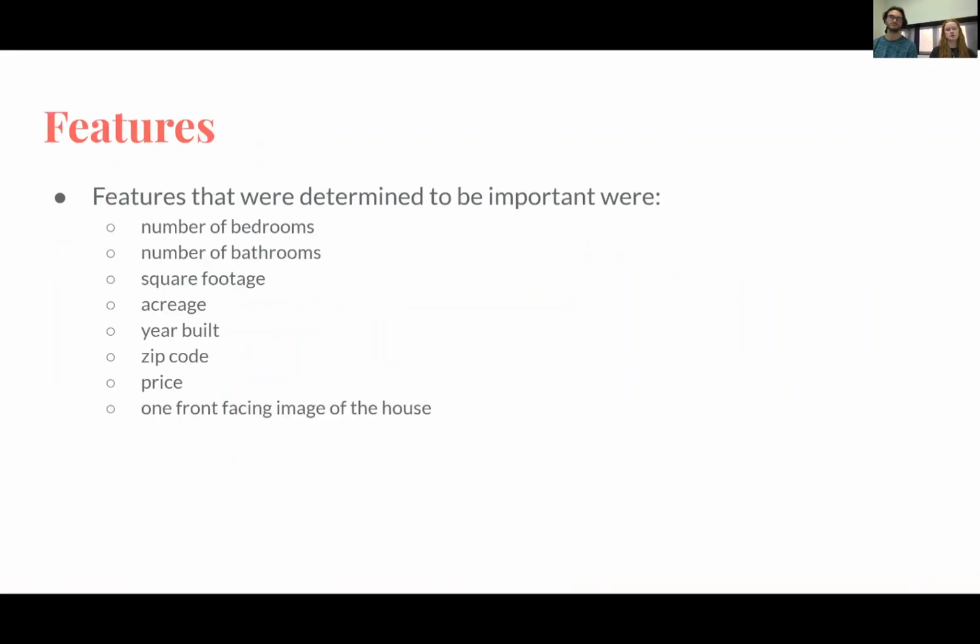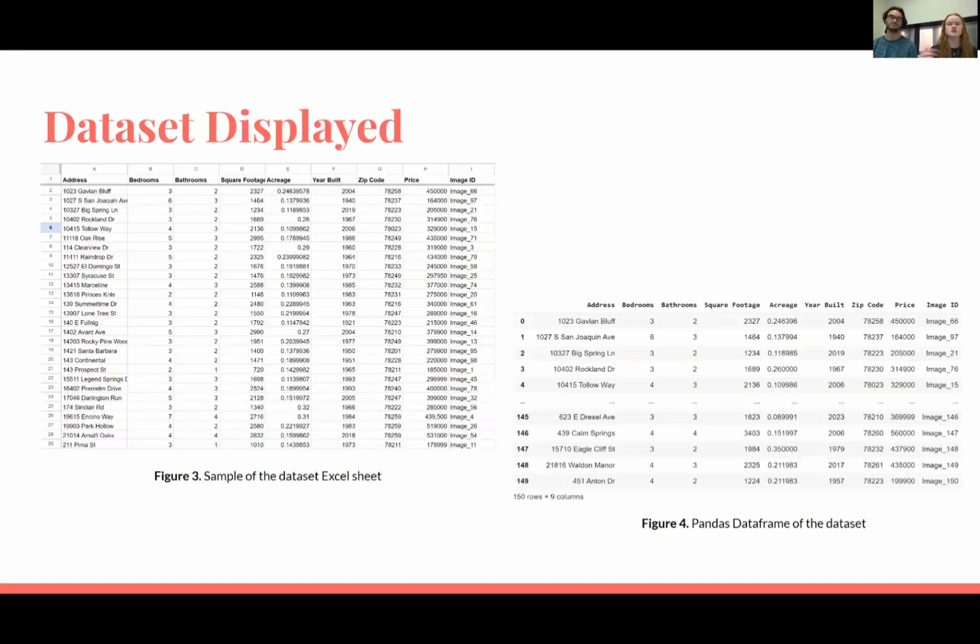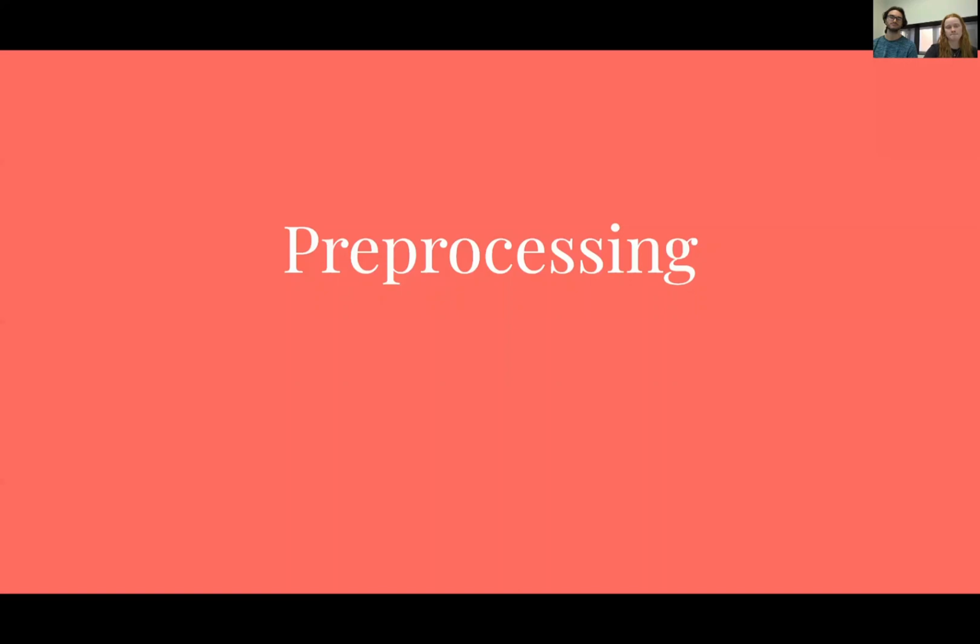The features that we collected were number of bedrooms, number of bathrooms, square footage, acreage, year built, zip code, price, and then one front-facing image of the house. Everything except the image was used in a linear regression model, and then a separate model was made just for the image. And this is our data set. The left side is the data set in Excel, and the right side is it in a Pandas data frame.